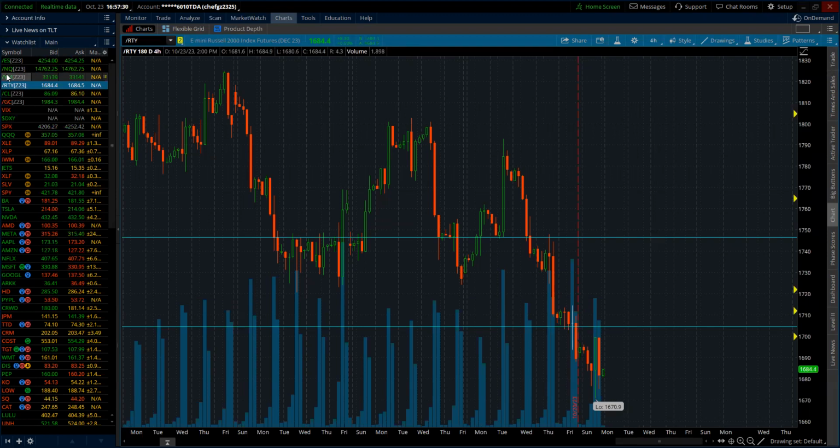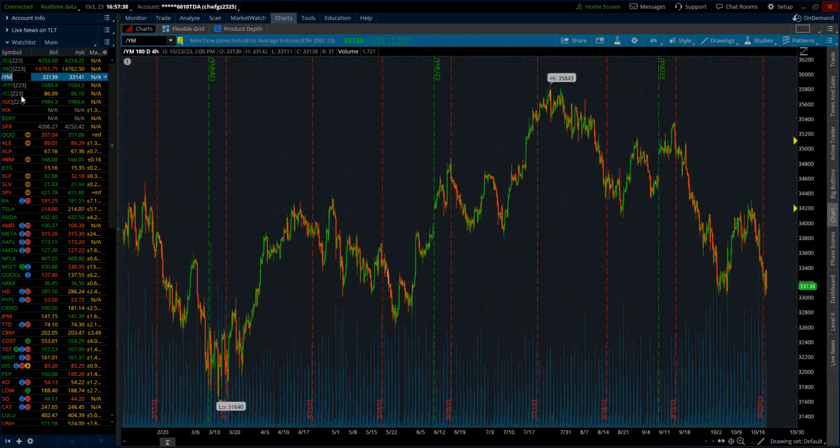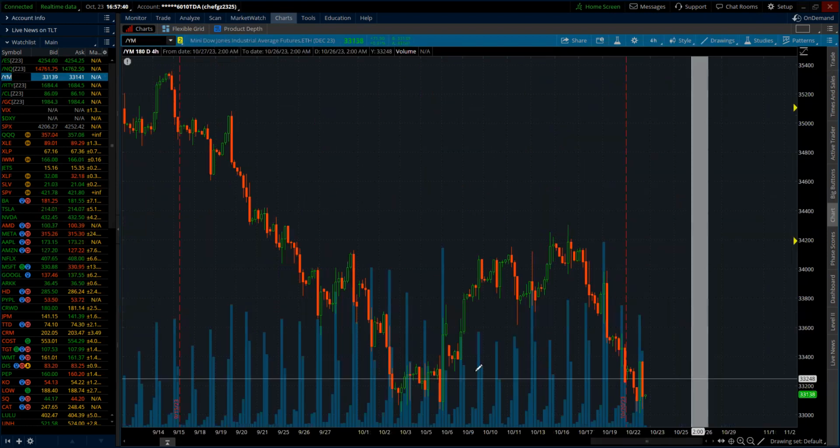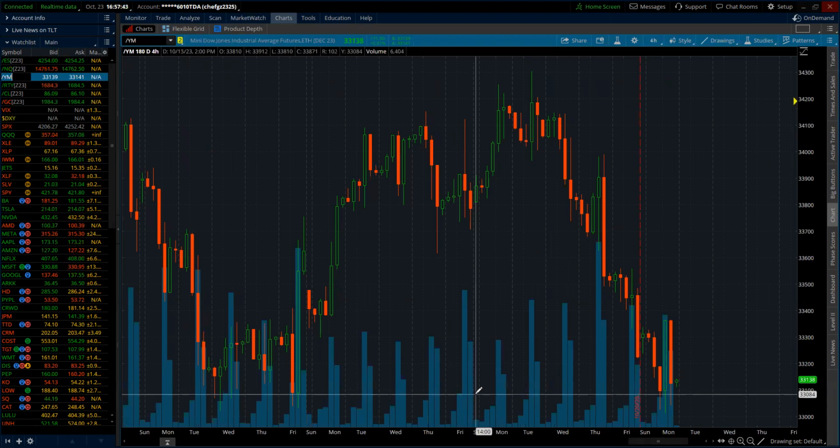Let it develop a base. Let it develop some patterns intraday, and trade to the upside versus the downside. The risk to reward, the upside is a lot better than the downside. As for the Dow right now, it's actually at support levels down here, that 331.